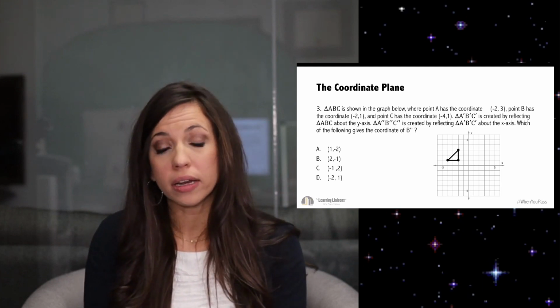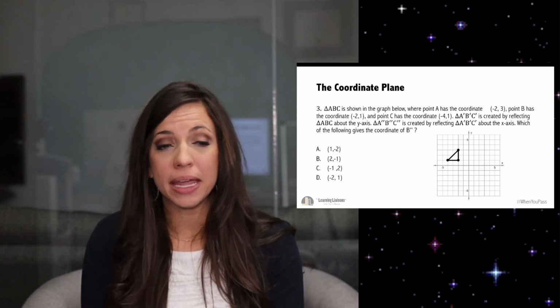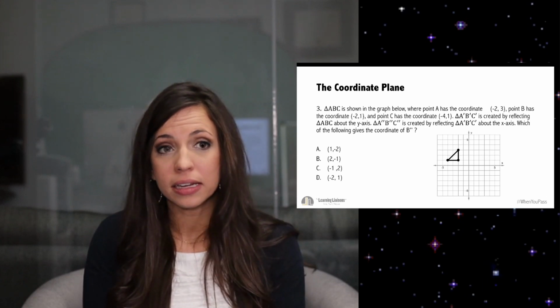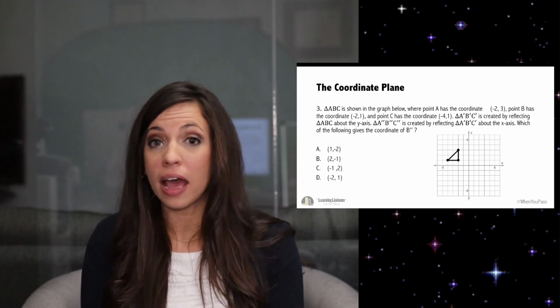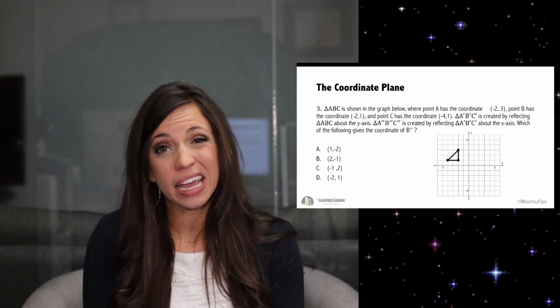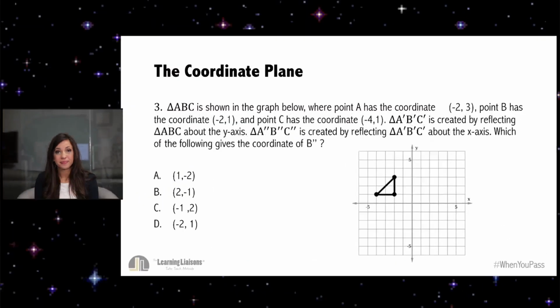A, 1 comma negative 2. B, 2 comma negative 1. C, negative 1 comma negative 2. Or D, negative 2, 1. Go ahead and solve it.